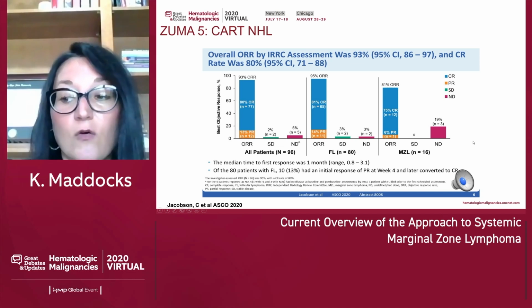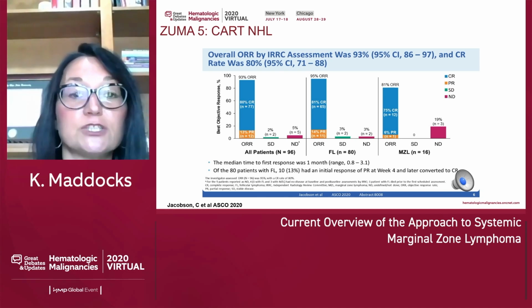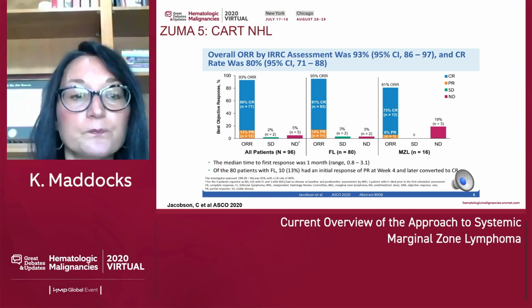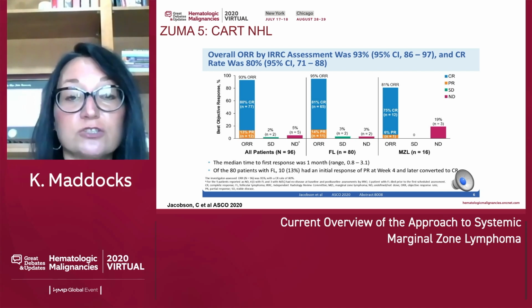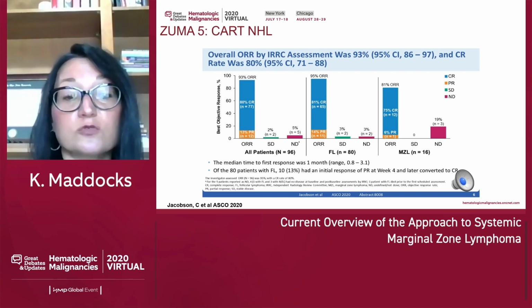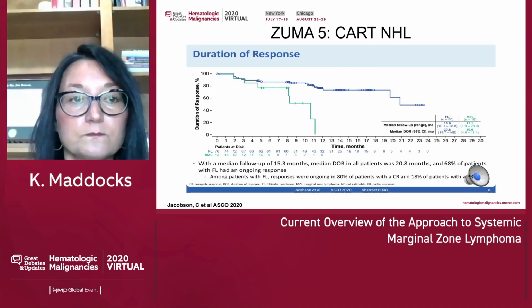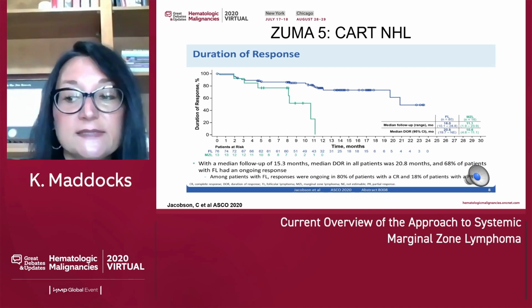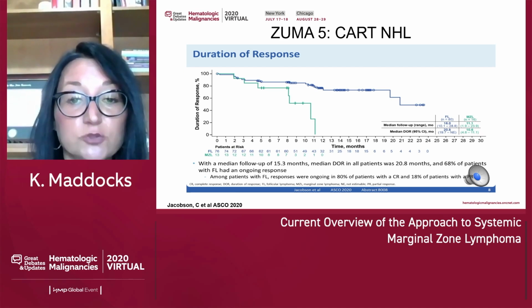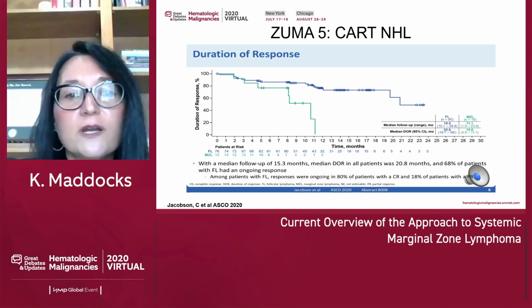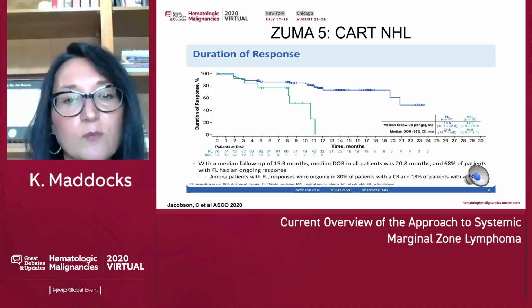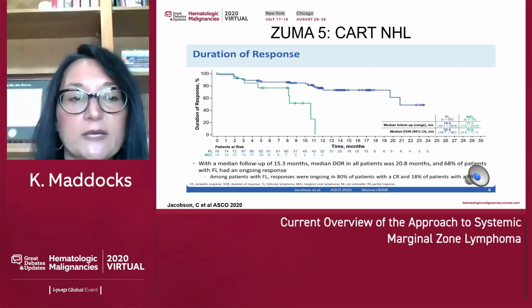They did break down responses by overall cohort of patients and then patients with follicular and marginal zone. So as you can see, of the 16 patients with marginal zone lymphoma who were treated, there was an 81% overall response rate, with the majority of those responses, 75%, achieving a complete remission. When you look at the duration of response, at a median follow-up of 15.3 months, the median duration of response was 20.8 months. However, in the 16 patients with marginal zone lymphoma, at a median follow-up of 11 months, the median duration of response was 10.6 months.